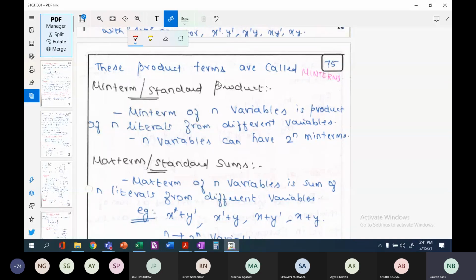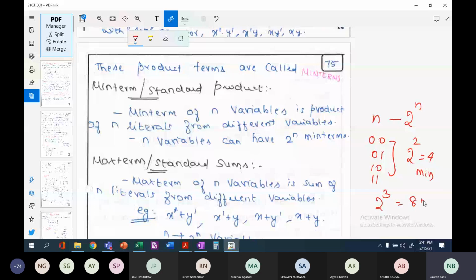Now, if you have n number of variables, how many min terms are possible? There are 2 power n min terms possible. It means that if I have two variables, then 0 0, 0 1, 1 0 and 1 1, which means 2 power 2, which is 4 combinations are possible. Which means 4 min terms are possible. If I have three different variables, then 8 min terms are possible.